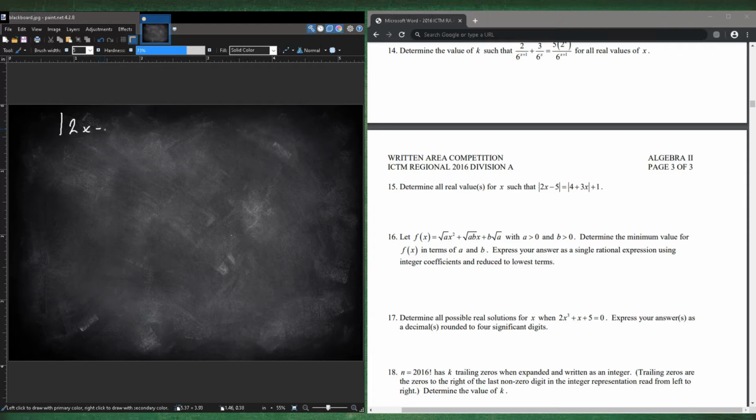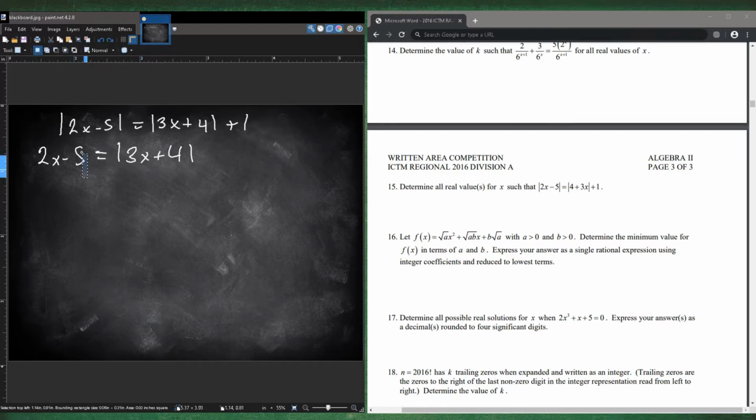So 2x minus 5. I like to put the variable in front, so we're going to write the absolute value of 3x plus 4, plus 1. Let's work on each side. Say 2x minus 5 is positive. That's equal to the absolute value of 3x plus 4 plus 1. Just move the plus 1 to the other side: minus 1 from 5, so that 5 becomes a 6.